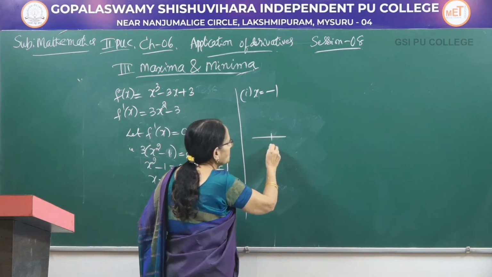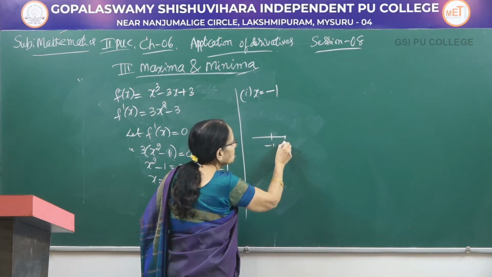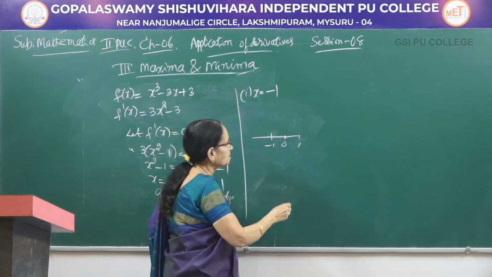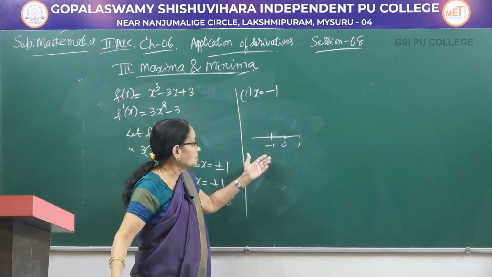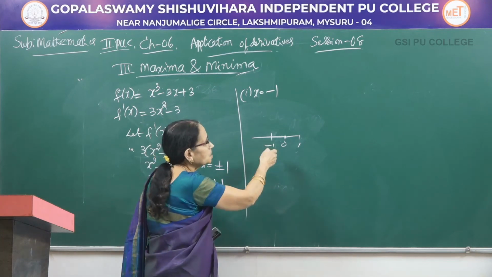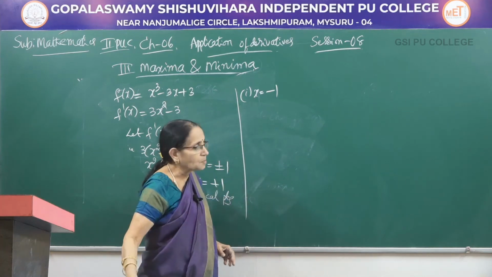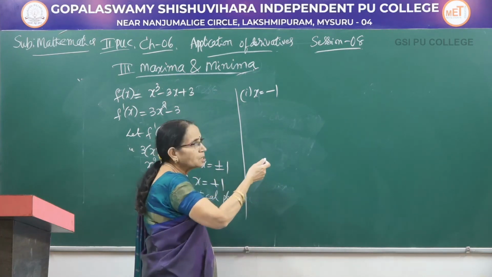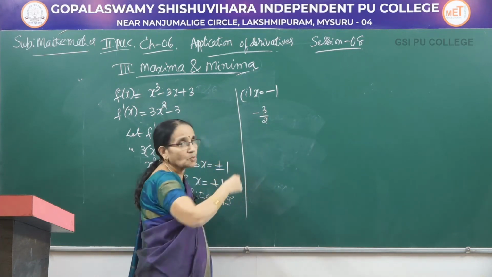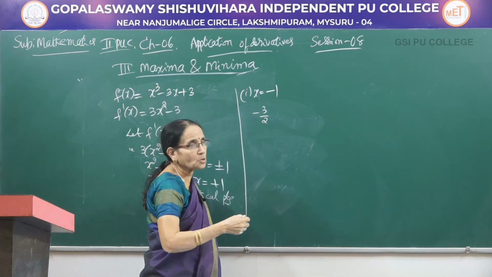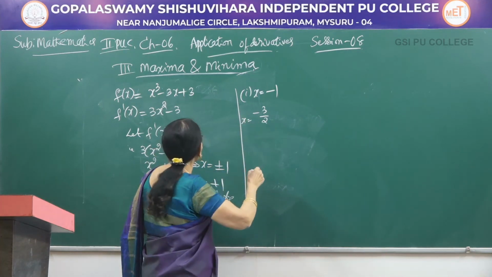See, this is the number line, minus 1. To the left of this one, say 0 here, 1 we are having, isn't it? To the left means slightly less than minus 1, and to the right means slightly greater than minus 1. So slightly less than means what value? You can take any value; let me take minus 3 by 2, or another value nearer to minus 1 also you can take. Let me take minus 3 by 2. Suppose x is minus 3 by 2.